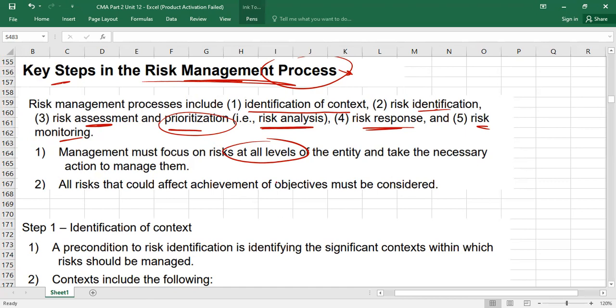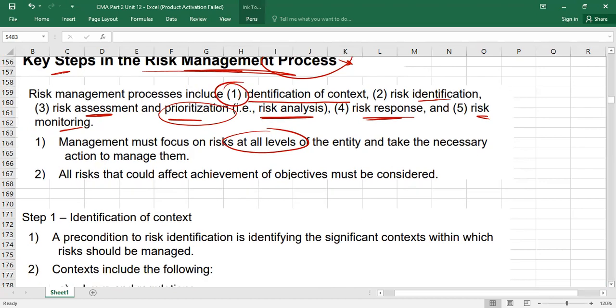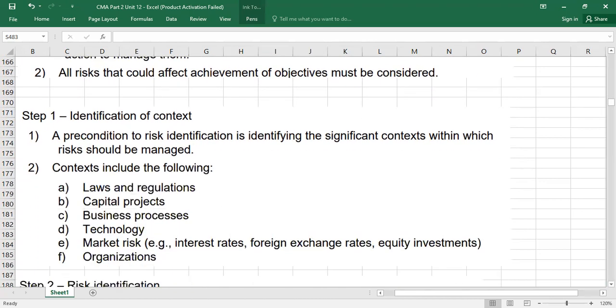This is what we are going to discuss now. The first step I'm going to explain under risk management is identification of context. I hope you are understanding, guys. Step number one is we will identify the context. If you're the head of the risk management department, the first thing you have to do, before risk identification, is think first in which area or in which context you are trying to manage the risk. It is a precondition of risk identification.